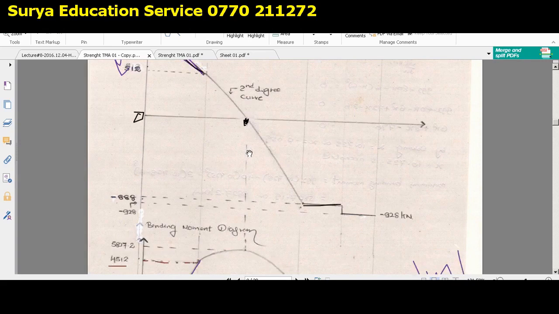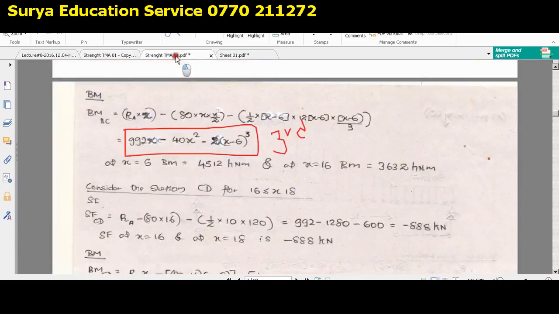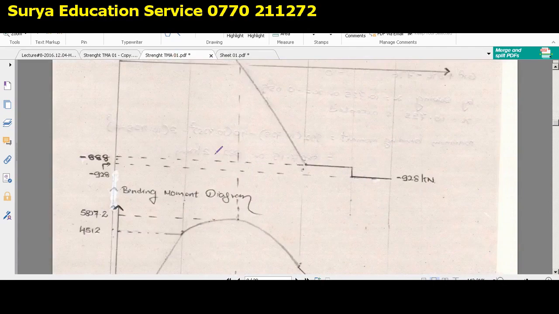Understand? That means you need to find the value of the maximum bending moment. You can see here the slope is zero, a horizontal line. So you need to evaluate what the maximum bending moment is. It's very interesting, so let's calculate that.